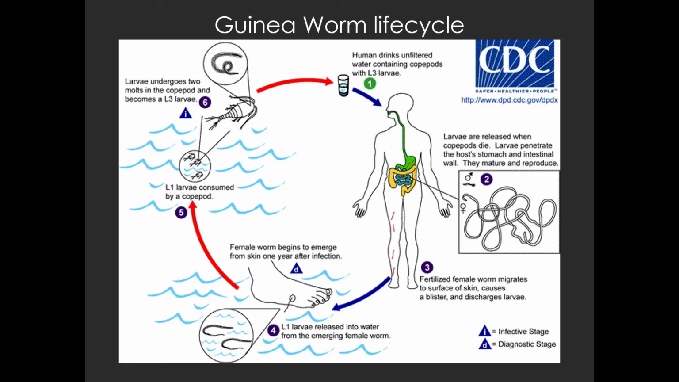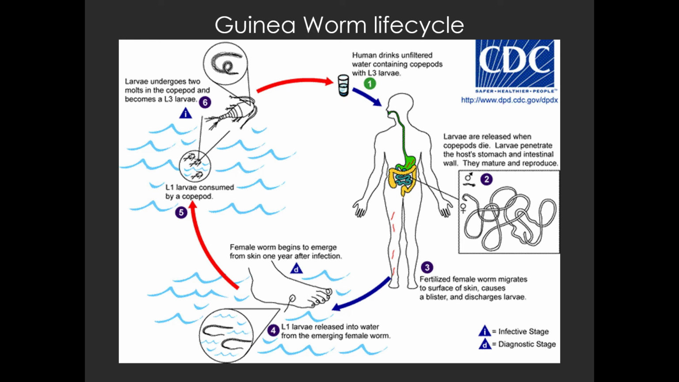The reason that works is because if we look at step 1 at the top here, if a human being drinks unfiltered water, these copepods contain the larvae within them. But if you drink filtered water, the copepods are too big to get through the filter, so they get stuck outside. If you drink unfiltered water, the larvae are released when the copepods die in your gastrointestinal tract, and then once they are released, they penetrate your stomach and intestinal wall where they mature and reproduce, and then fertilized female worms migrate to the surface of the skin.